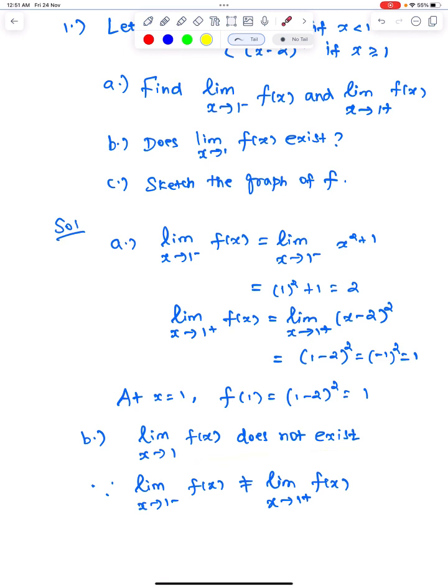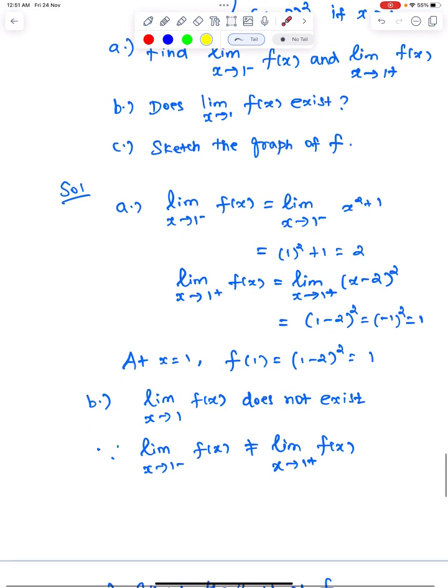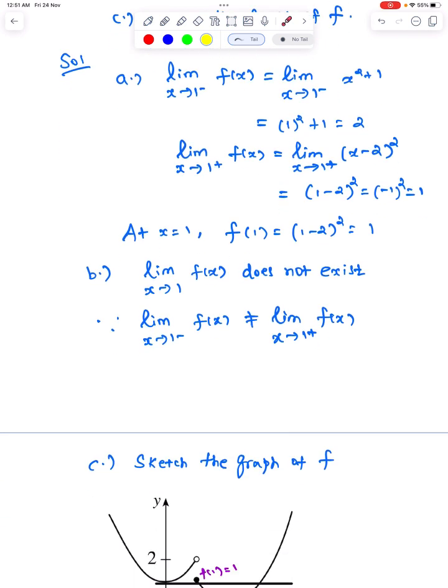Why? Because the left hand limit and right hand limit which we have found are different here. You can see very well. And that is not going to be equal to the limit of the function. Even though at x equal to 1 the value of f of 1 is 1, that is a different case. So here, the left hand limit and right hand limit are not the same, therefore the limit does not exist.